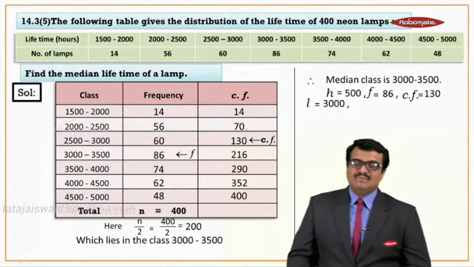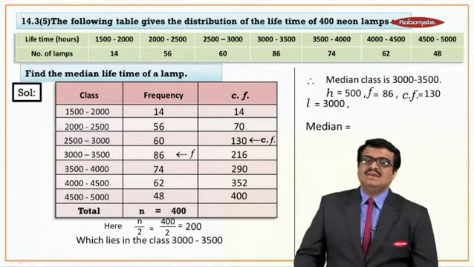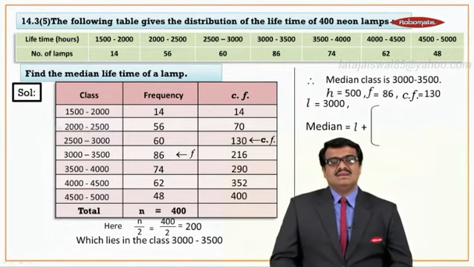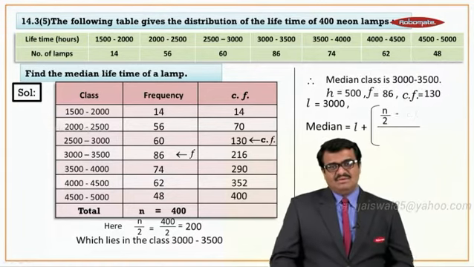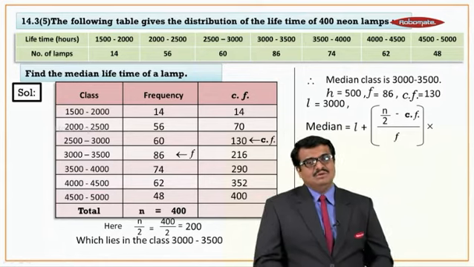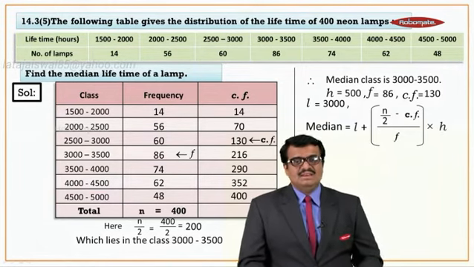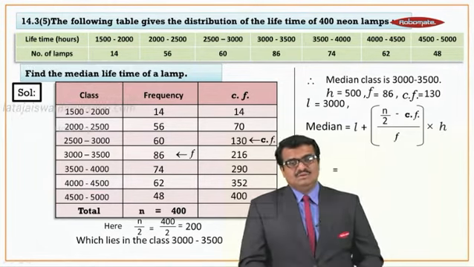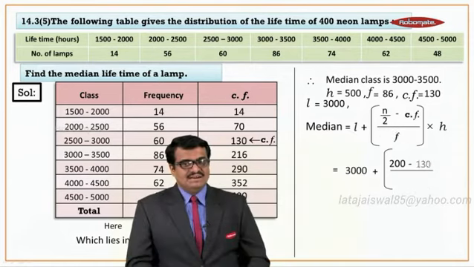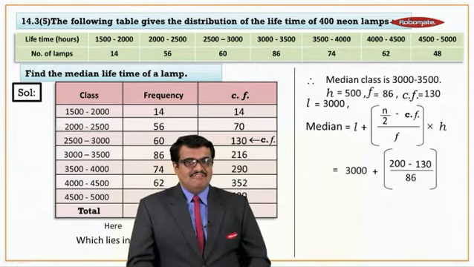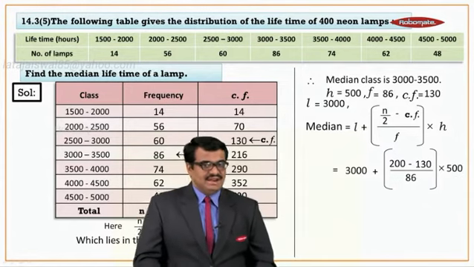Now let us use the formula of median. Median is equal to l plus, n upon 2 minus CF upon f, the whole into h. This is the formula of median. The median is equal to l. What is l's value? 3000 plus n upon 2. What is n's value you got? 400. 400 upon 2, that is nothing but 200, minus CF. CF value is 130 upon f. f value is 86 into h. h value is 500.